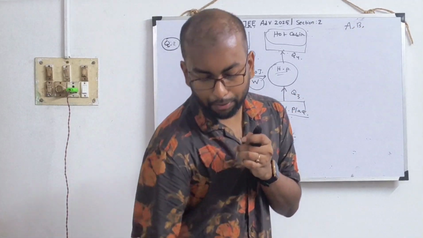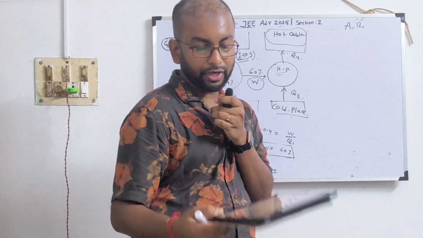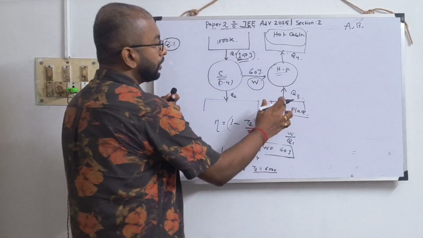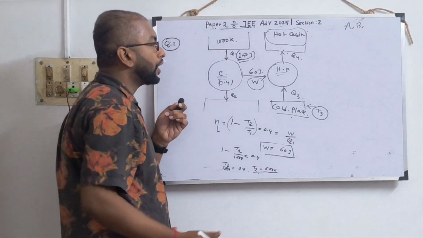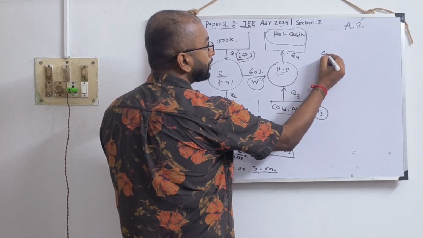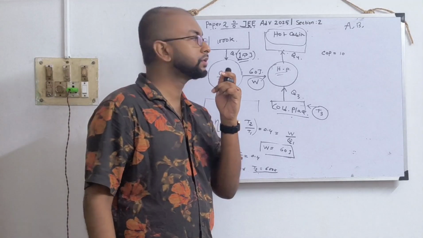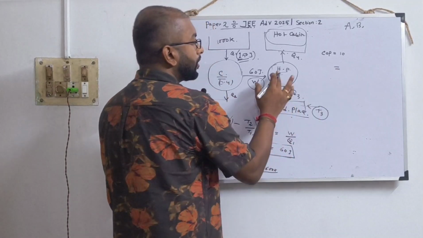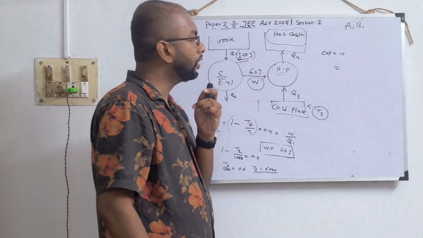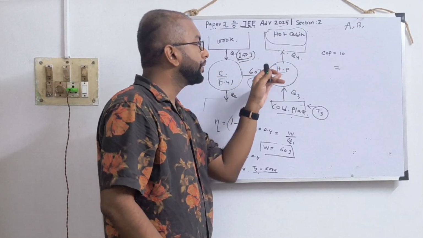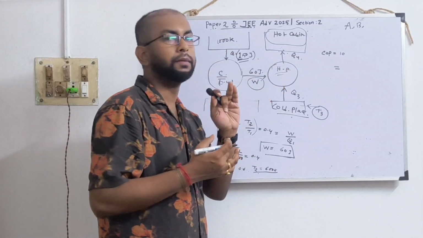Now let us examine option C. Temperature of the cold reservoir of the heat pump is 270 Kelvin. Now this temperature I have to find out. Let's say this is T3. Now what is the coefficient of performance of the heat pump? That is given as 10. And what is the meaning of the coefficient of performance? What is the function of the heat pump? To keep one place warm. That is the function of the heat pump. So what is the expected output from a heat pump?